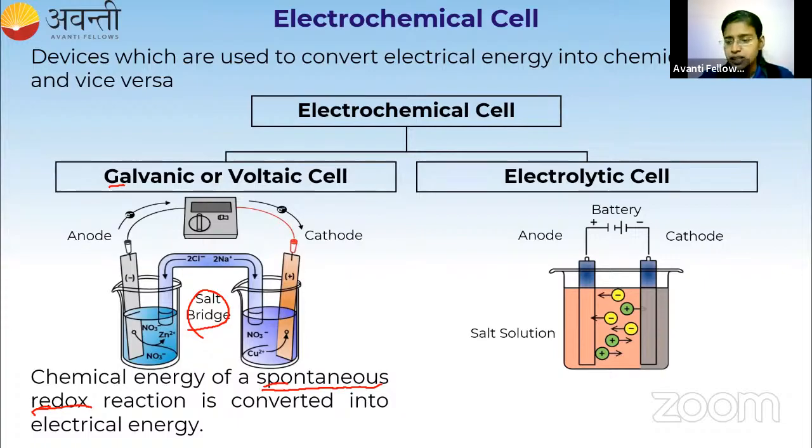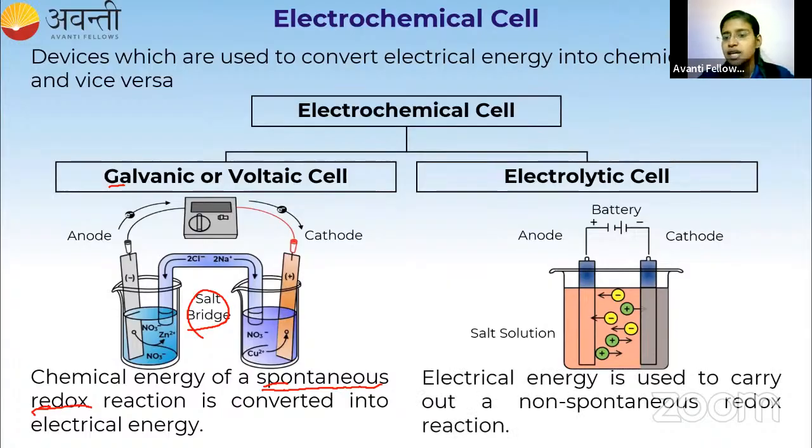So this is the setup for the electrolytic cell. Coming to the definition, in an electrolytic cell, electrical energy is used to carry out a non-spontaneous redox reaction. Non-spontaneous means discontinuous. So there it is spontaneous and here non-spontaneous. There, chemical energy is converted to electrical energy, and here electrical energy is used to carry out the reaction. These are the very important basic things you should know about the electrochemical cell.